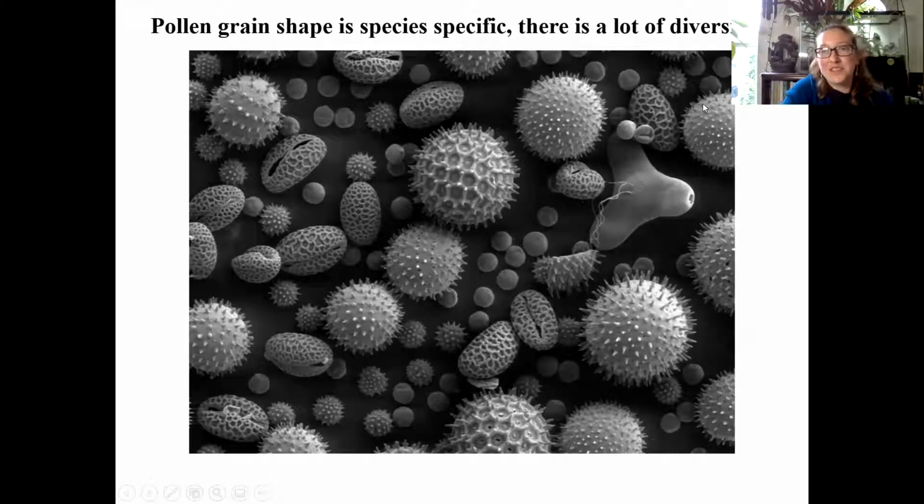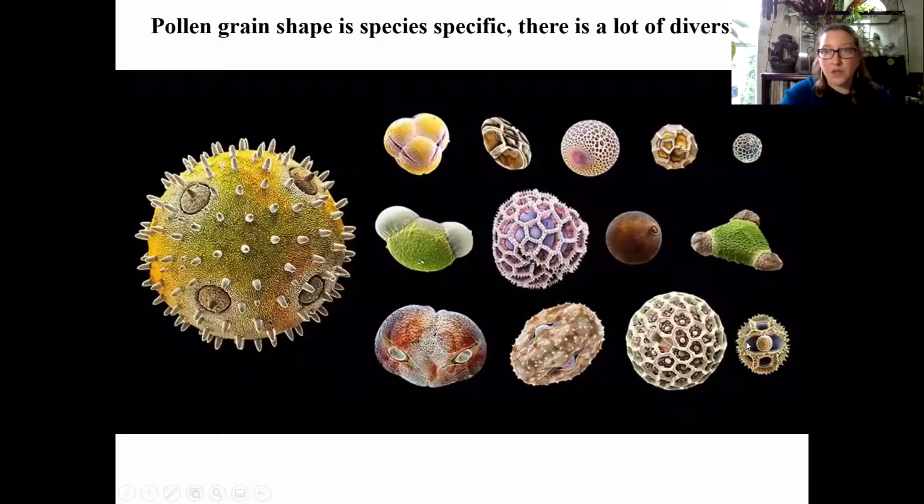Just so you know, pollen is very diverse as well. On the previous slide it was 3 openings versus 1 opening, but depending on the plant you're looking at, there's a lot of diversity in pollen grain shape. On the bottom here is an SEM microscope picture of different pollen grains. You can see a lot of different sizes, a lot of different shapes. Some have pokey things, some don't. Right, let's look at another slide.